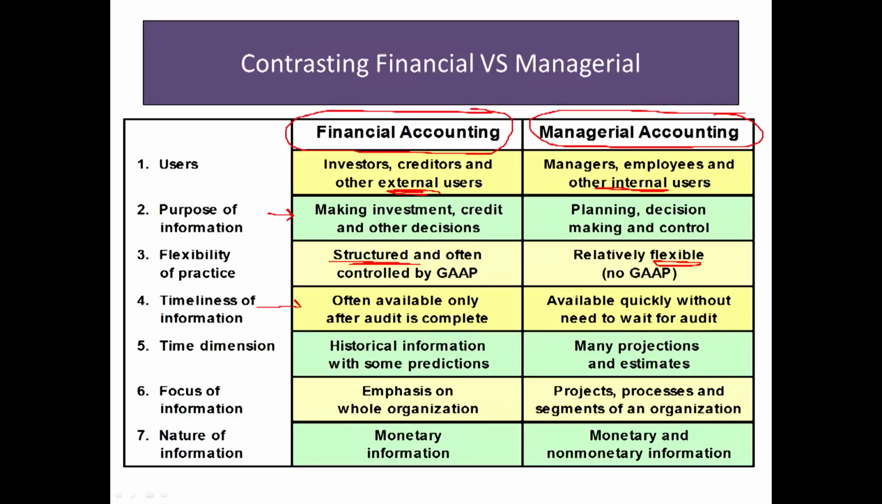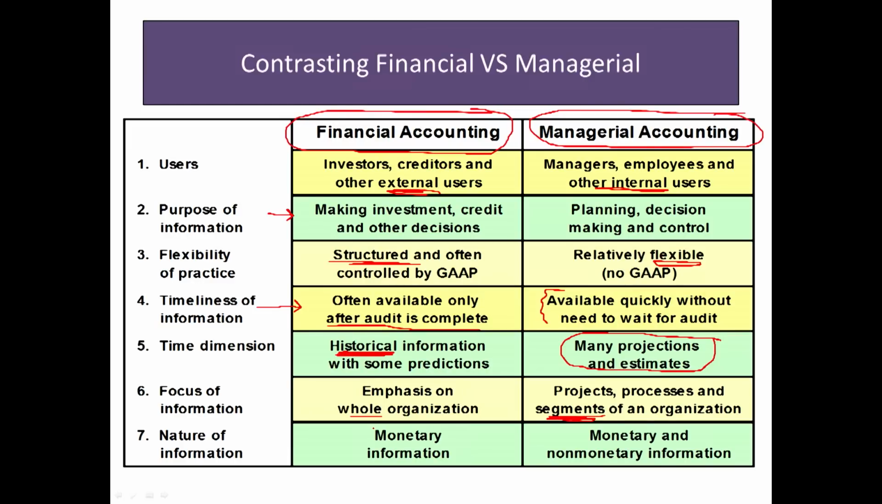Timeliness. Financial accounting, a lot of times, is only available after the year is done and after the audit is complete. Whereas with managerial, there's no need to wait on any sort of official audit. Financial accounting mainly looks at past history. They'll do some predictions, but it's mainly historical information. Whereas with managerial accounting, there are lots of projections and estimates that you make. The focus of financial accounting is on the whole organization, whereas managerial might just look at a segment, similar to the way you just did a budget for your vacation.